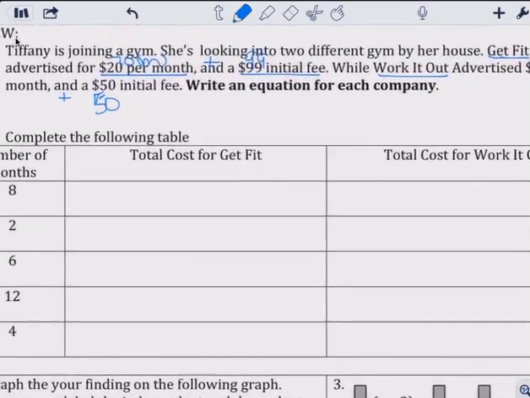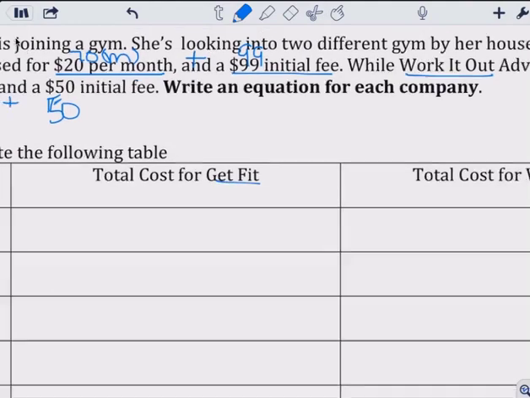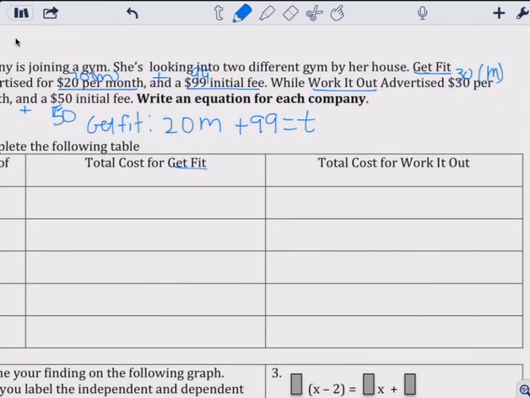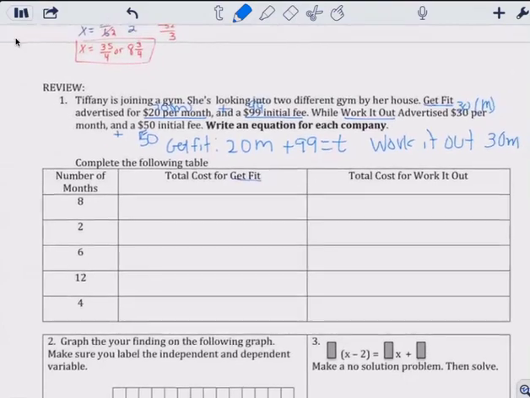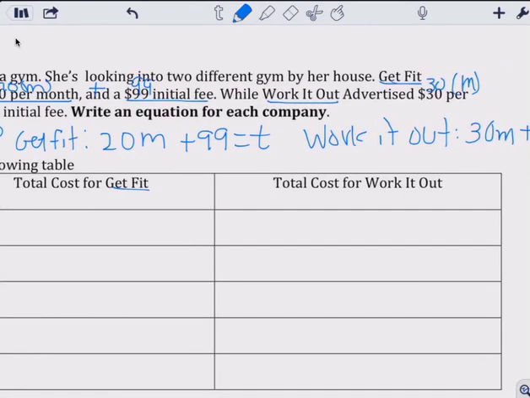Okay, write an equation for each company. Okay, so first of all, Get Fit. The equation for Get Fit would be 20M plus $99 equals the total cost. Work It Out is $30 per month times the number of months plus $50. And an equation has to have equal to T for total cost.